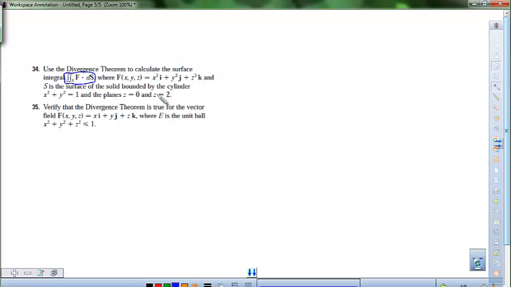And then usually we're looking at a solid bounded by some surface. So in this case we have the flux of f, and our boundary, or our surface S, is a surface bounded by the cylinder, from 0 to 2, and this has a radius 1.